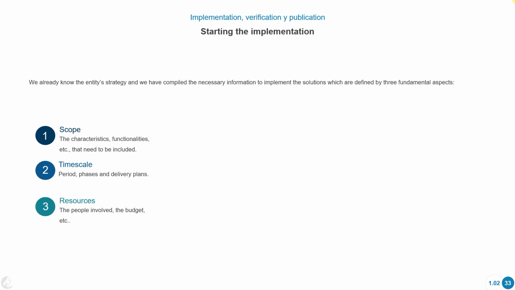Okay, so the scope would be the features, functionalities that we want to include in our project. The timescale would be the period, the phases, the delivery plans, and the resources are going to be maybe the people involved, the budget involved, the servers, and so on.